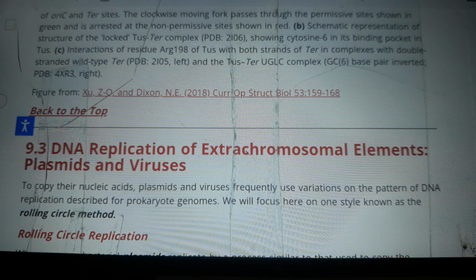B. Schematic representation of the structure of the locked Tus-Ter complex, PDB 2I06, showing cytosine 6 in its binding pocket in Tus. C. Interactions of residue arginine 198 of Tus with both strands of Ter in complexes with double-stranded wild-type Ter, PDB 2I05, left, and the Tus-Ter complex with the GC6 base pair inverted, PDB 4XR3, right.